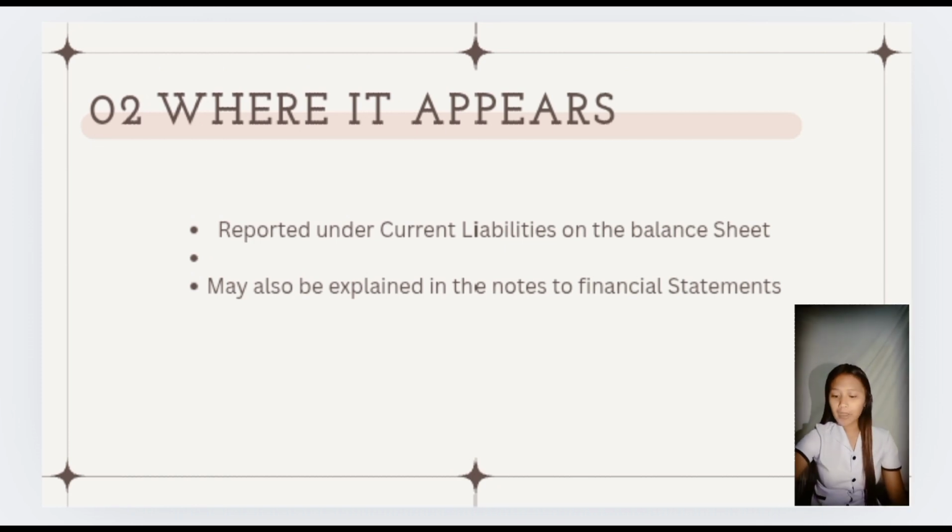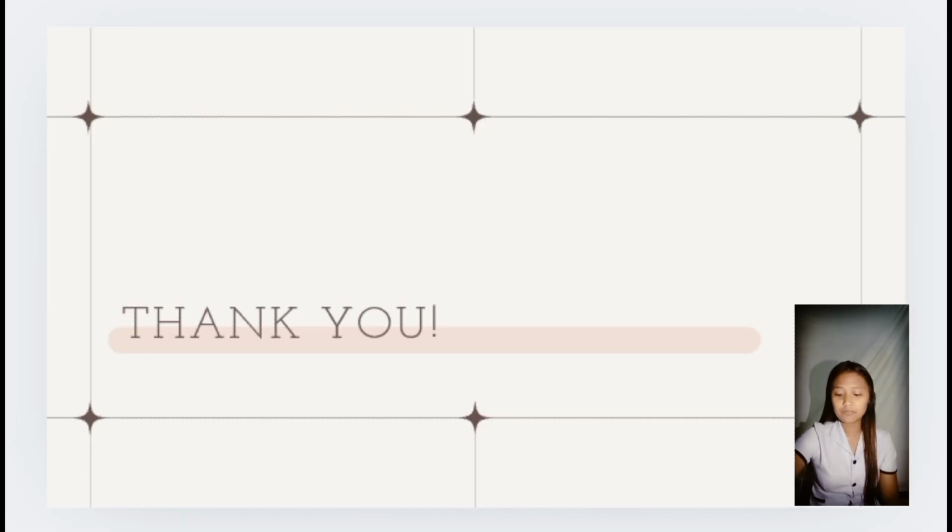So, where does it appear? It is reported under current liabilities on the balance sheet, and may also be explained in the notes to the financial statements. Short-term notes payable appear in the current liabilities section of the balance sheet because they are due within a year. Additionally, details like terms or conditions might also be disclosed in the notes to the financial statements, especially if they are material.